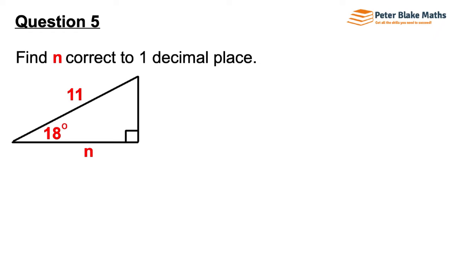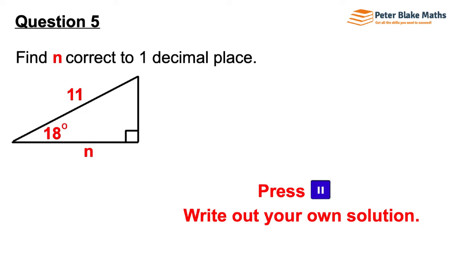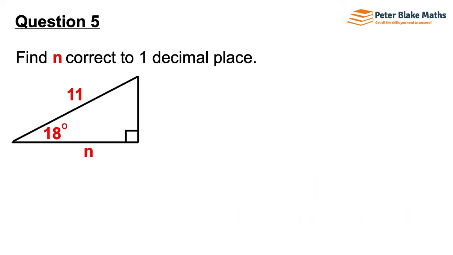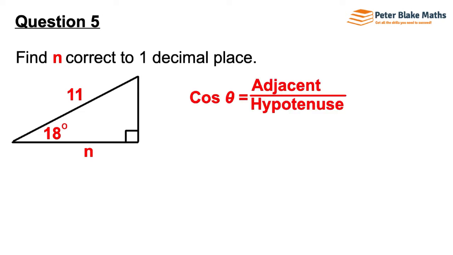Question 5. Find n correct to 1 decimal place from the diagram below. From the 18 degrees, this question involves an adjacent where the n is and a hypotenuse where the 11 is. So we're going to make the basis of our question cos theta equals adjacent over hypotenuse. So cos of 18 degrees equals whatever's in the adjacent position, in this case n, over whatever's in the hypotenuse position, which is 11.